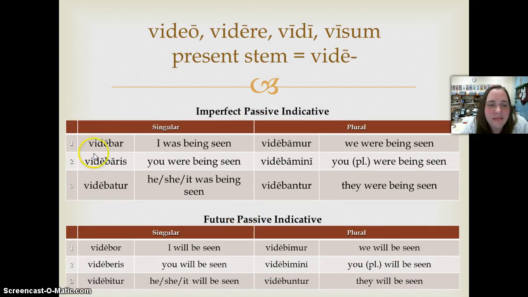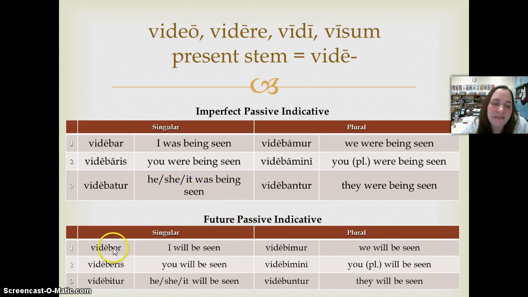Imperfect and future passive: videbar, videbaris, videbator, videbamor, videbamini, videbantor. Again, I was being seen, he, she, it was being seen, and so on and so forth. Could also be I was seeming, or he, she, it was seeming, okay?